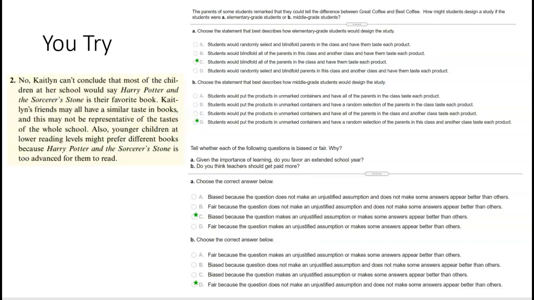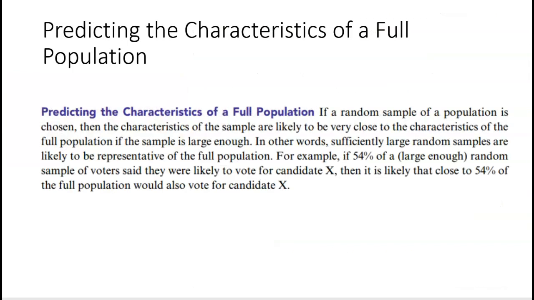And there we go. So, predicting the characteristics of a full population. If we have a random sample, then the characteristics of the sample are likely to be very close to the characteristics of the full population if the sample is large enough. In other words, sufficiently large random samples are likely to be representative of the full population.